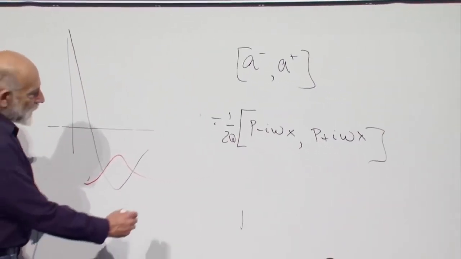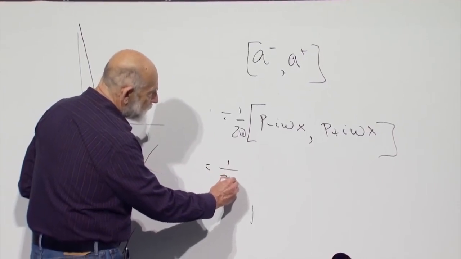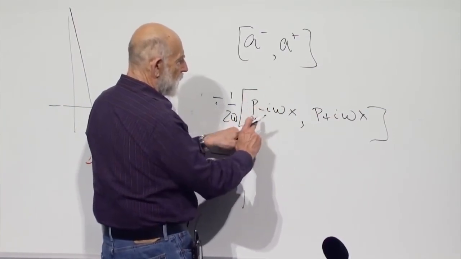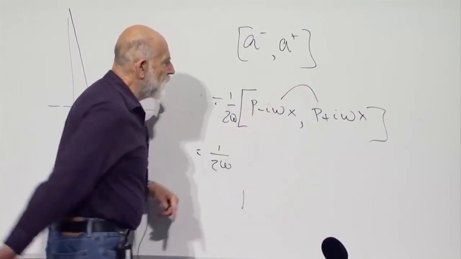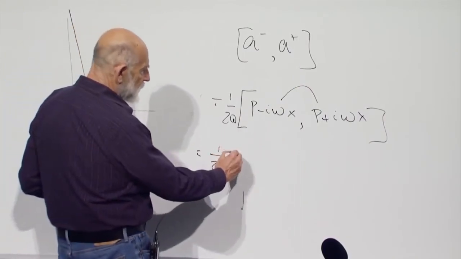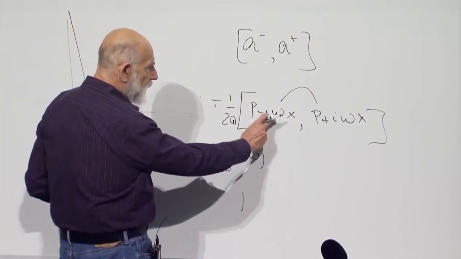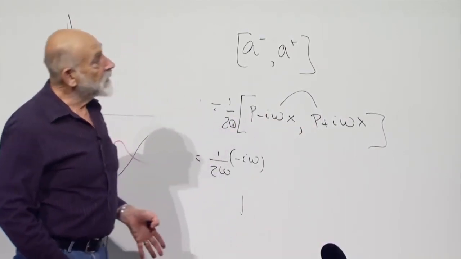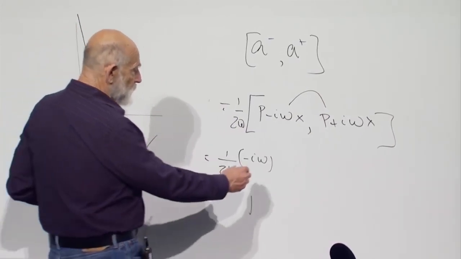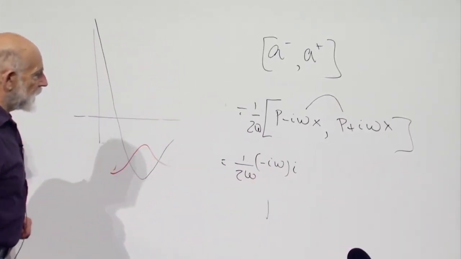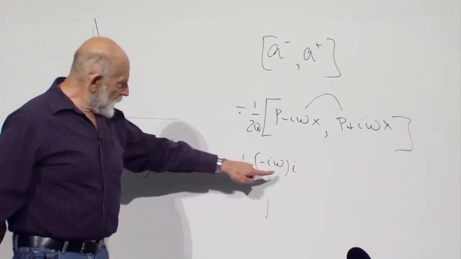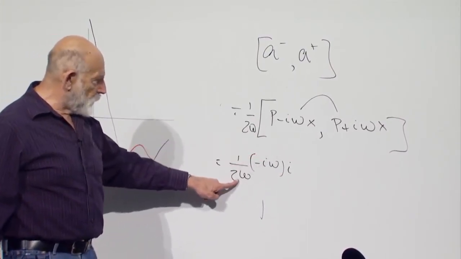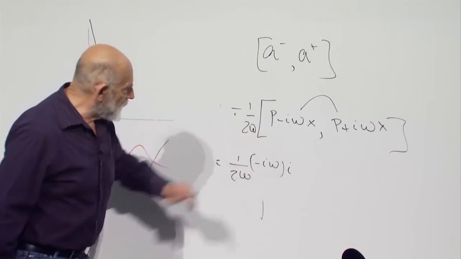So what do we have here? We have 1 over 2 omega. Now, we have an I omega. Let's take this one here first. Then we have a minus I omega from here, and then the commutator of x with p. What's the commutator of x with p? I. So that gives us an I. I times minus I is plus 1. We have an omega over omega all together. This is just 1/2.